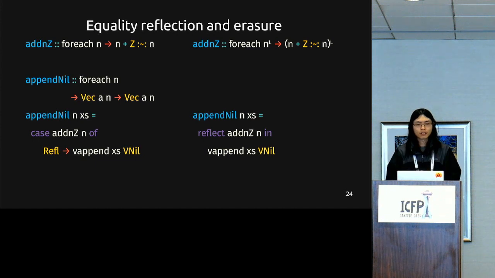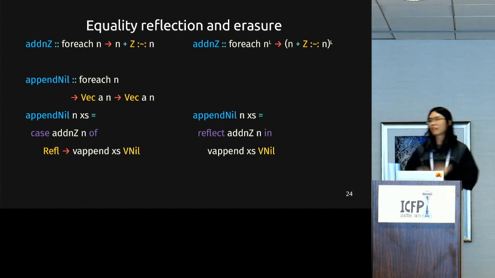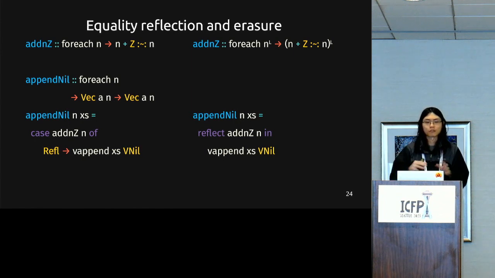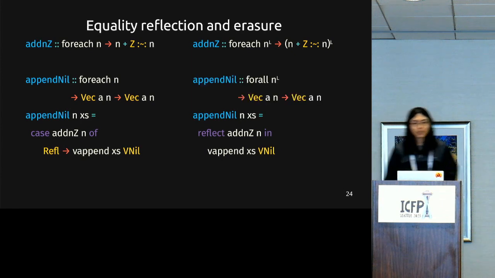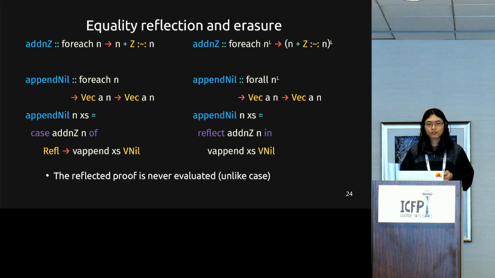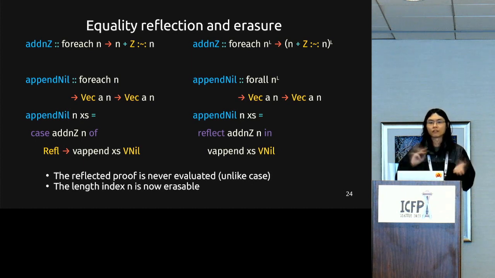In the original version of append nil, the length index n is quantified by the foreach keyword. And just as a reminder, the foreach keyword indicates the argument is not erased at runtime. This is because the length index n needs to be present at runtime in order to evaluate the proof nz of n, which is a scrutinee of the case analysis. However, with the reflect keyword, since the reflected proof is never evaluated, we don't actually need the length index n at runtime, which means the length index n is now erasable, and we can use the forall keyword to quantify over it, which tells us that the length index n is irrelevant at runtime.